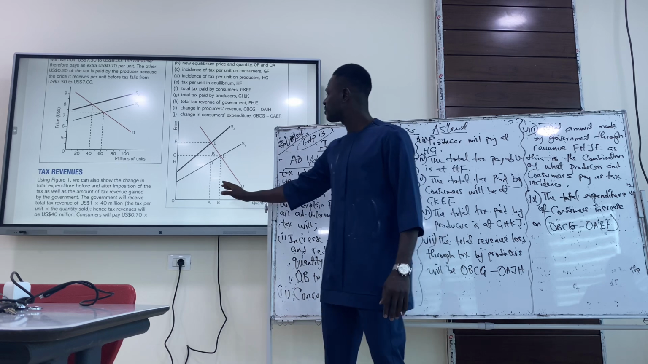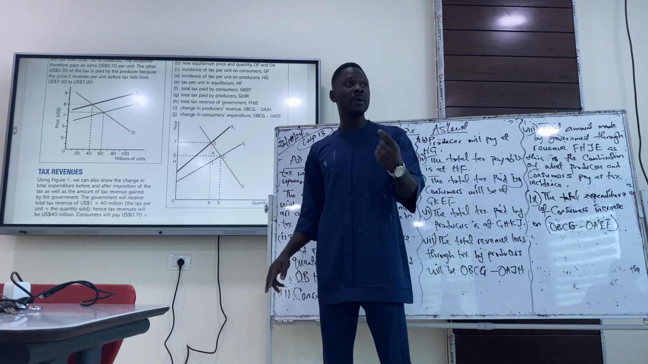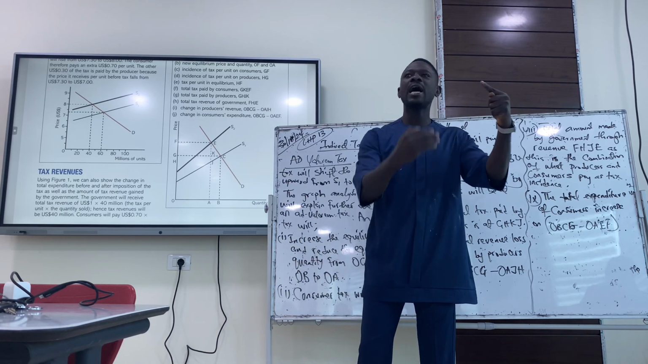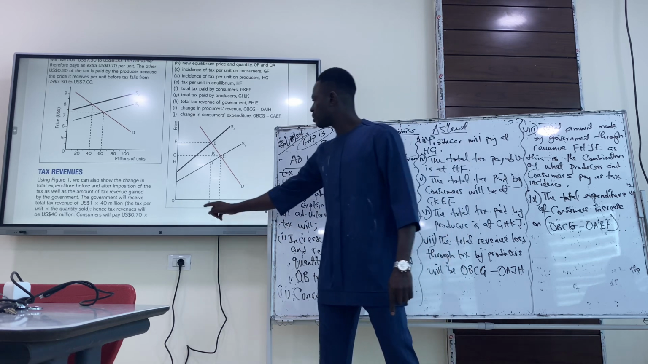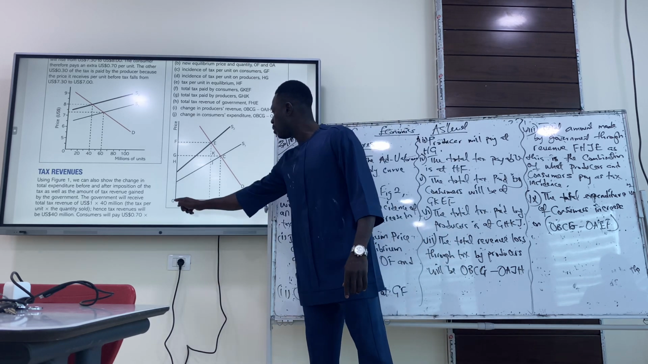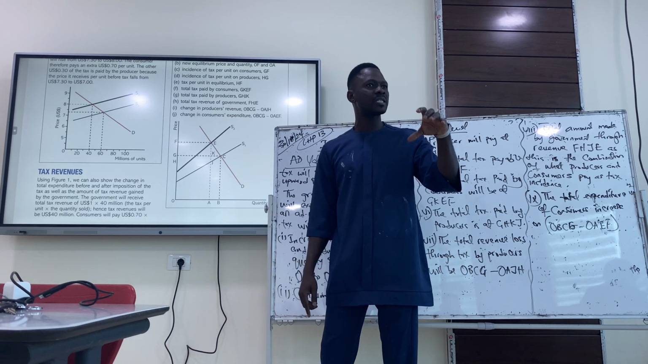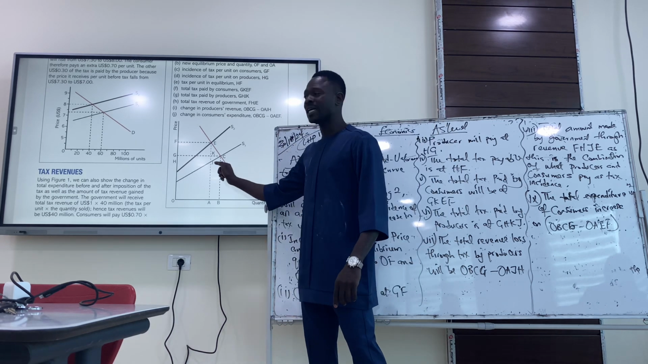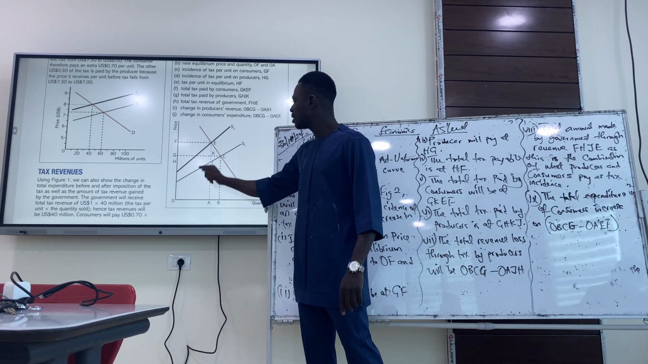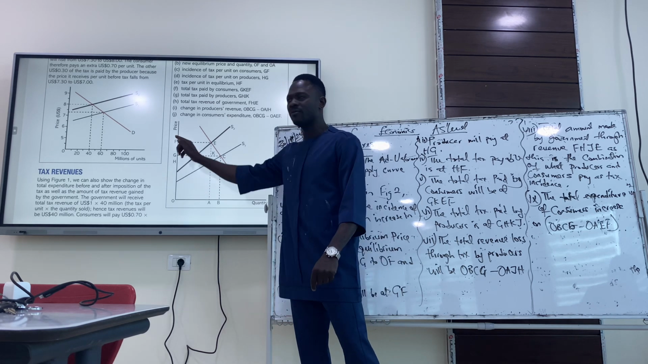The supply curve has shifted from S1 to S2, which brings about a higher equilibrium price and lower quantity supplied. Before now, the equilibrium price is at OG. But as soon as tax increases, based on the fact that the supply curve has shifted from S1 to S2, the new equilibrium price will be at OF. That is the first part.